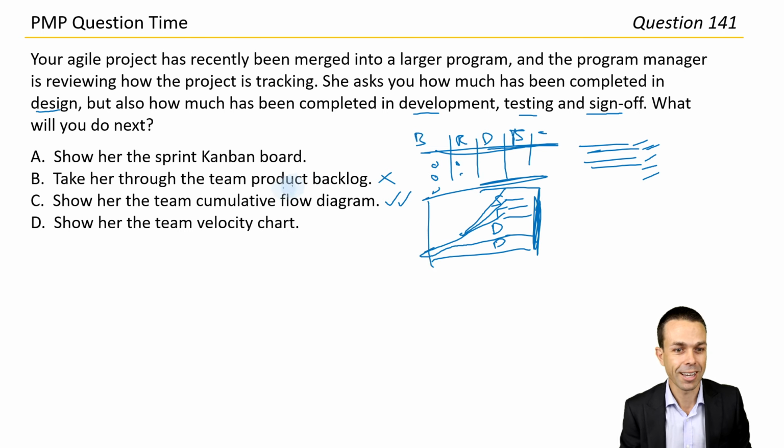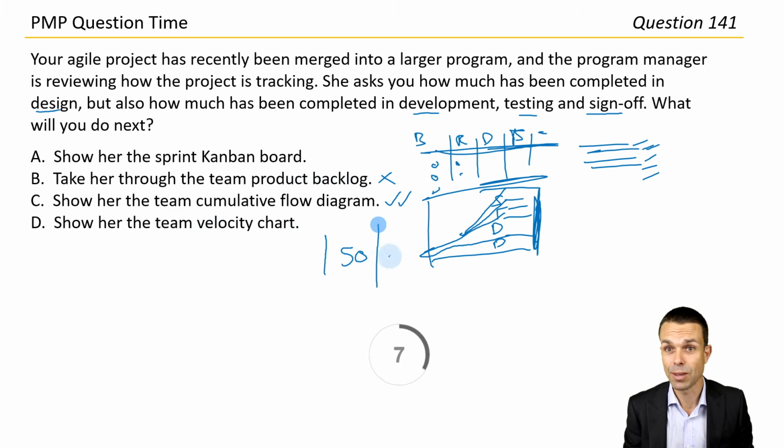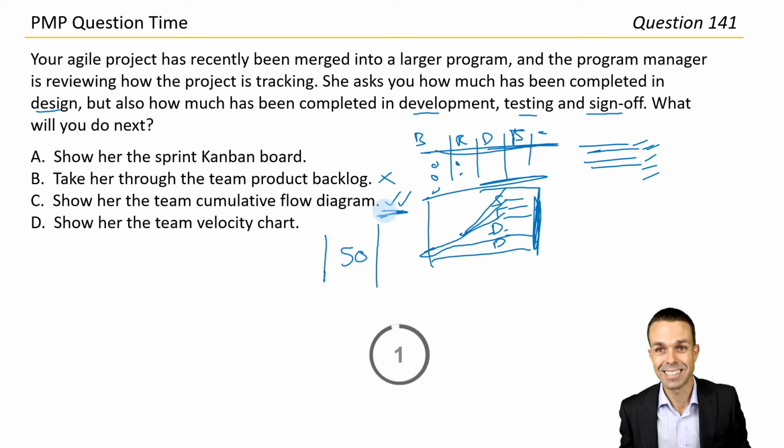Let's see what else, just in case. Show her the team velocity chart. Well, that'll just be the velocity chart, so how much velocity, 50 points for example, on average in a sprint. That's not for each little section. So I think for our purposes, let's go with answer C.